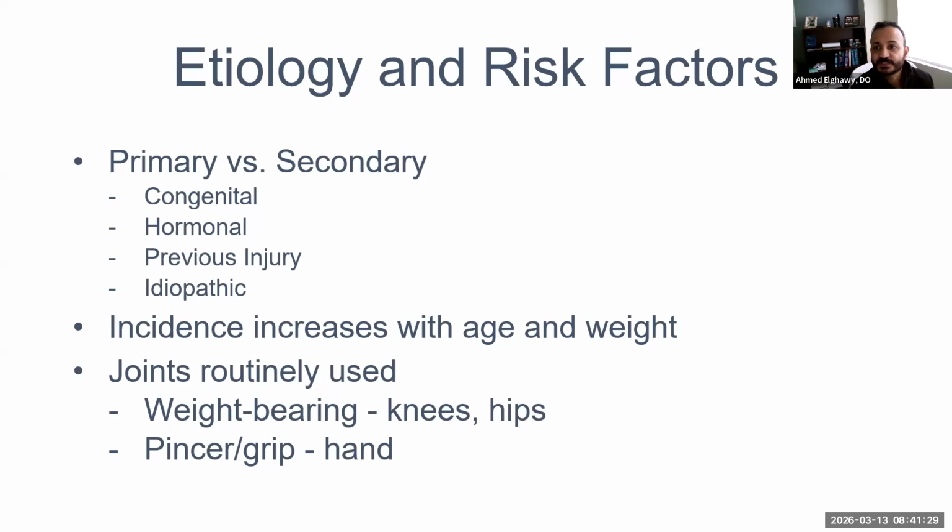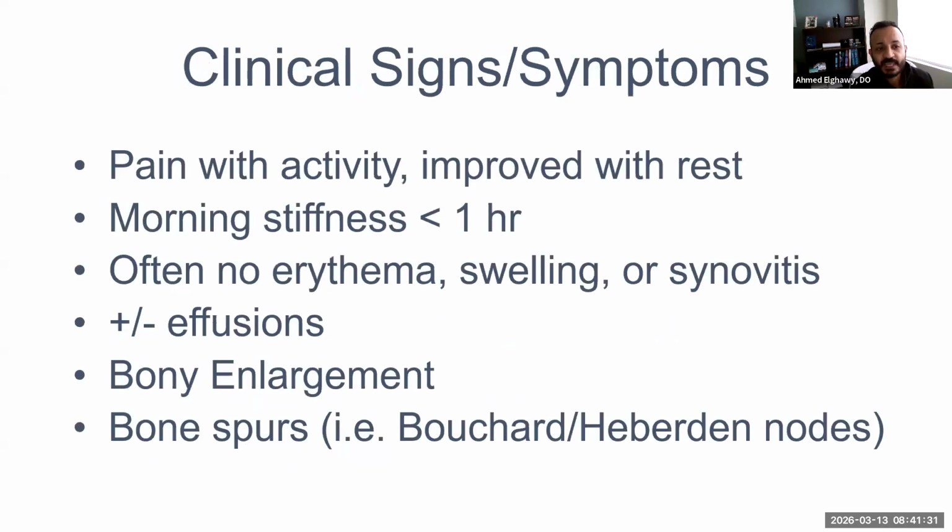So how do these patients present? These patients typically have pain with activity. When they rest, they feel okay. They may have some morning stiffness, but it usually resolves fairly quickly as opposed to inflammatory arthritis. There's usually no redness. There's usually no swelling. There's often usually no synovitis, except in those with maybe erosive osteoarthritis.